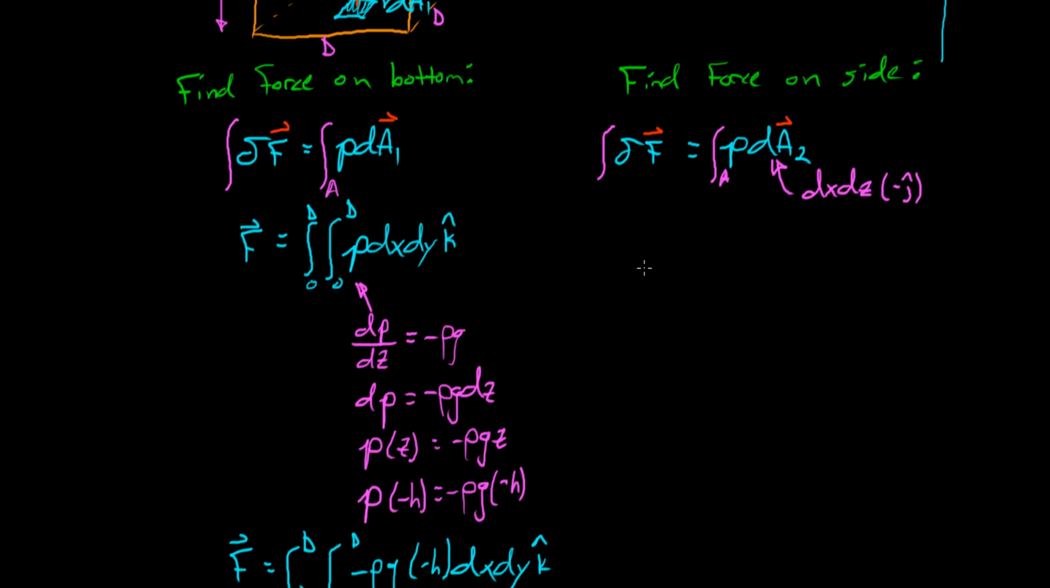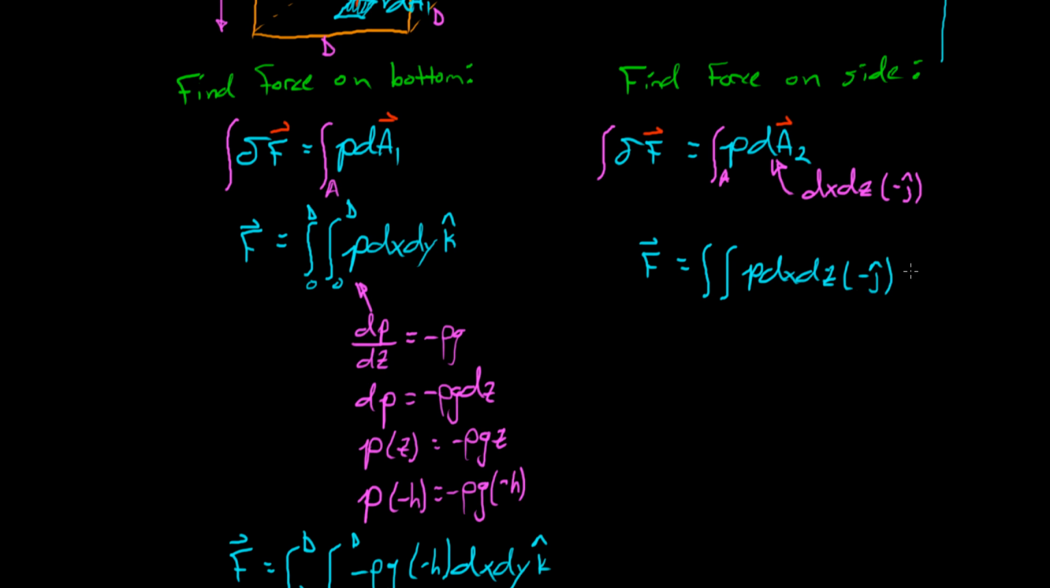All right, so let's go ahead and do our integral here. On the left-hand side, we just get the force vector. On the right-hand side, we're going to be doing two integrals. And we're going to have P, and we can sub in our dA here, dx dz minus j hat.